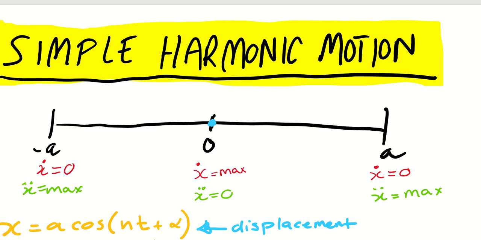The other thing I'll mention is A and negative A, so that's your amplitude. Same idea as with a trig graph, we call the amplitude what it stretches up and down to, okay? So it's the distance from the center.